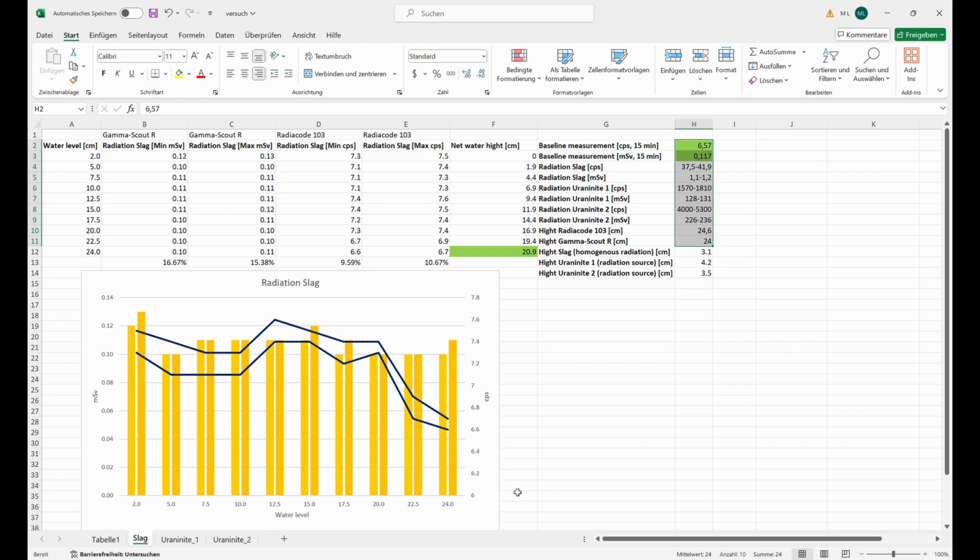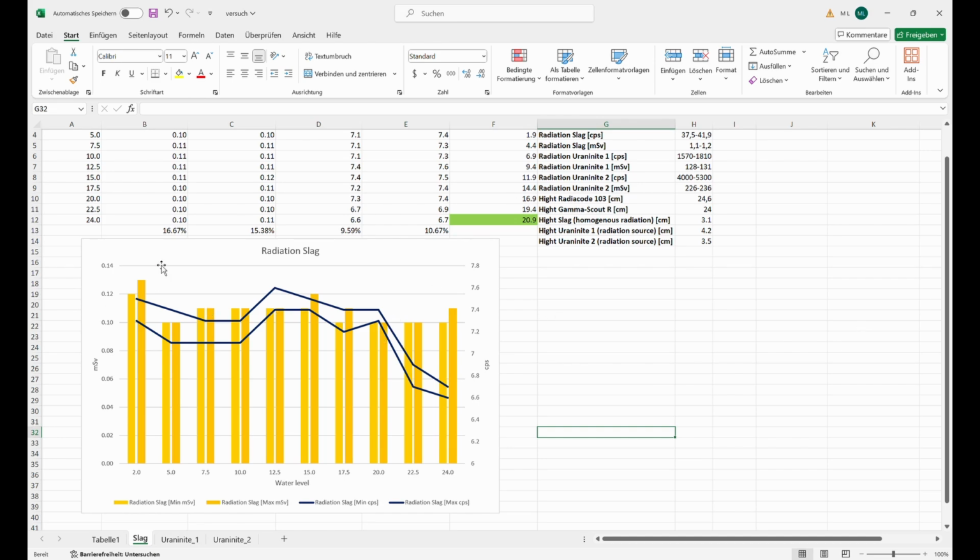Now I would like to show you my results. I would start with the radiation results for the slag, minimum and maximum values that you can find here for the Gamma Scout in microsieverts and counts per second for the Radiacode. On the left side you can find the water level, and on the right side the net water height above the rocks. And you can also find other values that might be helpful for any interpretation on the right side.